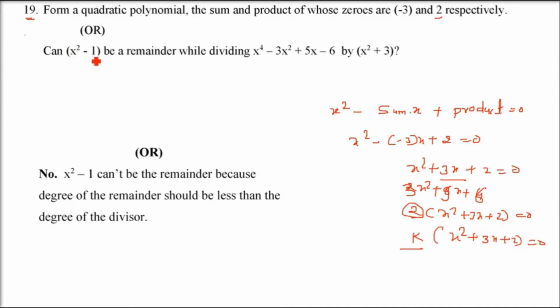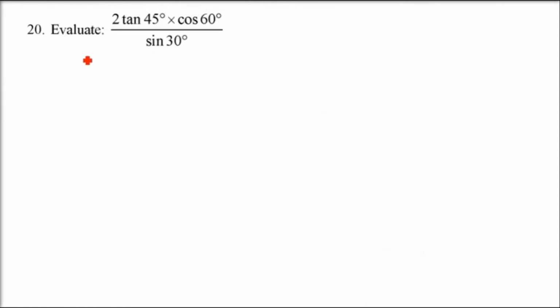So k is important. Can x square minus 1 be a remainder while dividing x4 minus 3x square plus 5x minus 6 by x square plus 3? The question is saying you are dividing this expression by x square plus 3, and the remainder you are getting is x square minus 1. Can it be a remainder? The simple answer is no, because the degree of the remainder, that is 2 here, has to be lesser than the degree of the divisor, and here it's equal, which is not possible.